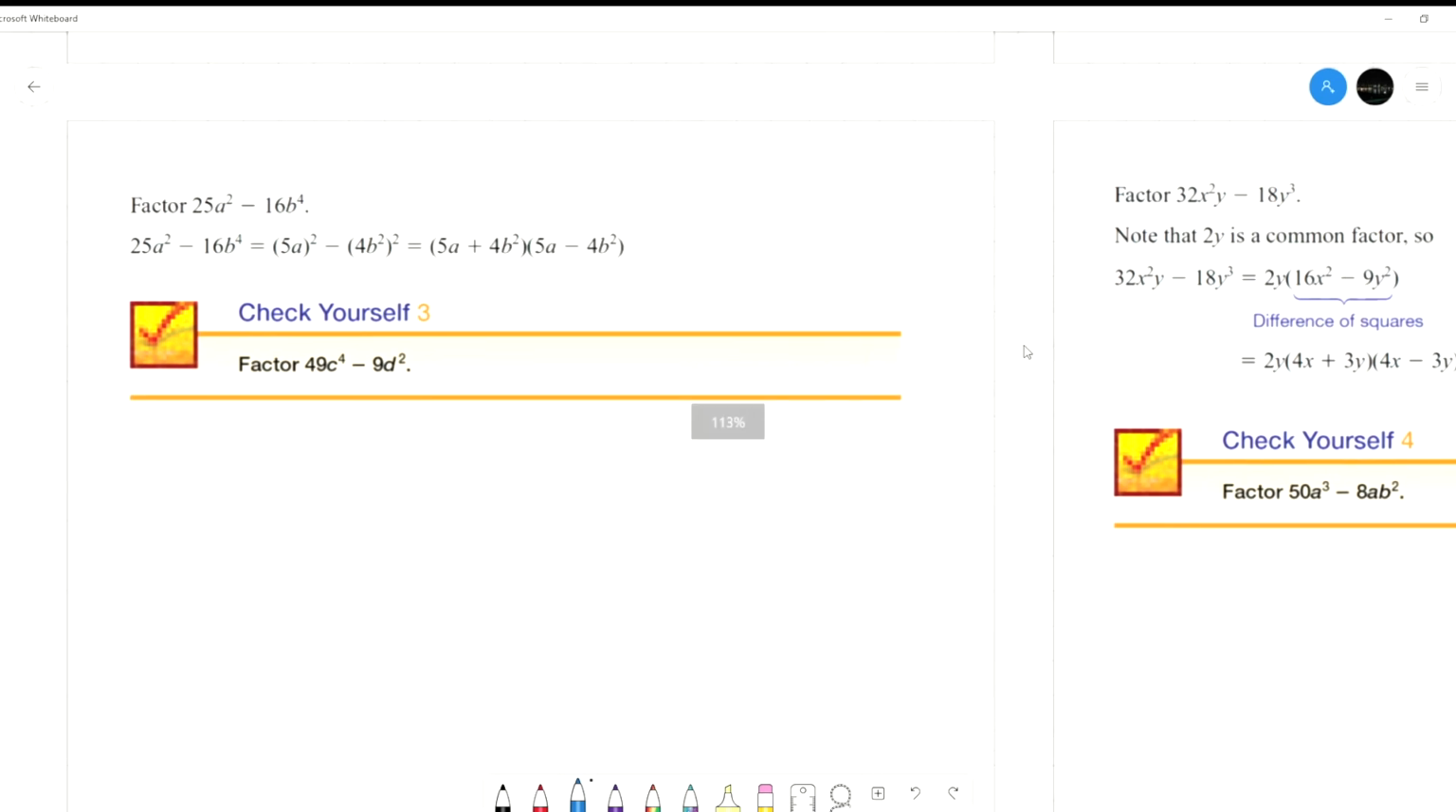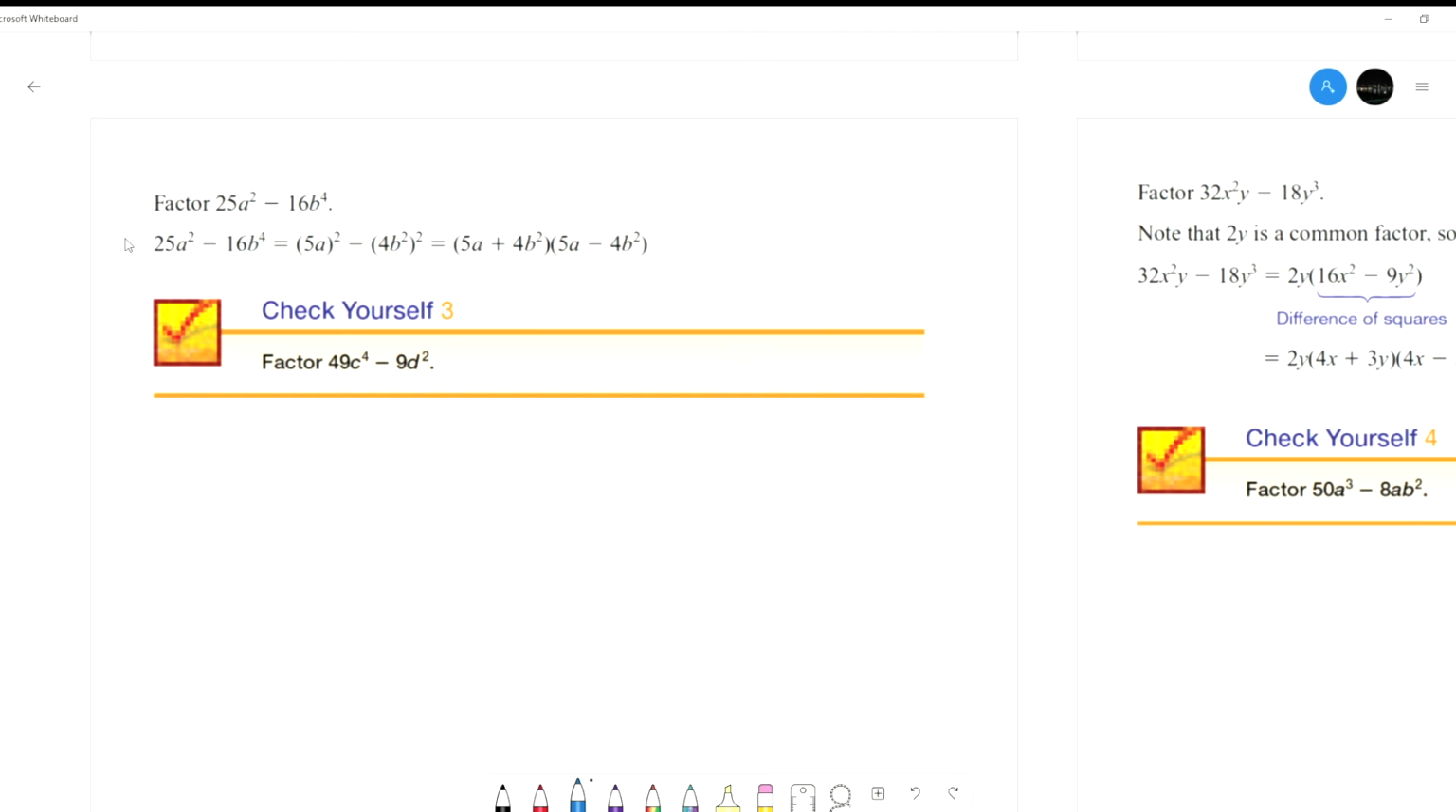Okay, let's take a look at another one. Now this one is a little bit more tricky. You see it says factor 25a squared minus 16b to the fourth. So this isn't just b squared, it's b to the fourth, right? Let's look at the 25a squared first. 25a squared comes out to (5a) squared. And then the 16 we know is a 4. B to the fourth, if you split it into 2, it's actually just b squared, right?